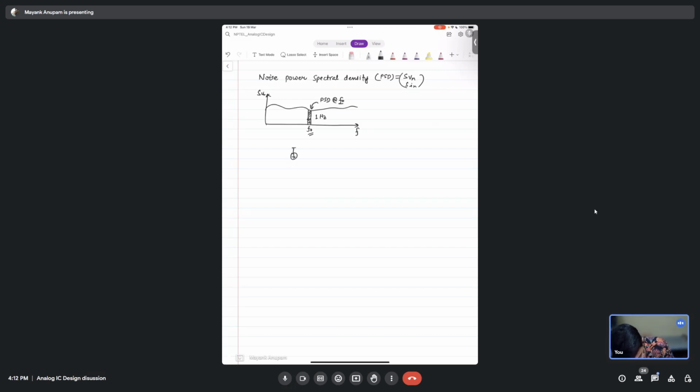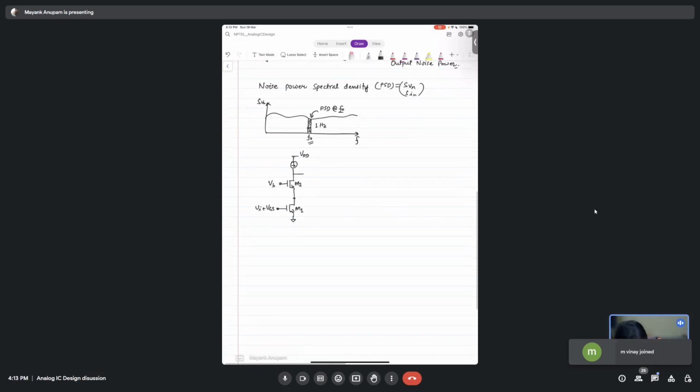We have a current source here at the top, which is VDD. Then we have these MOSFETs. We have some small signal plus some large bias here. This is another bias here. Cool. And we have assumed that there is no capacitor here, right? On the second part, this is M1, this is M2. Now this is the output.